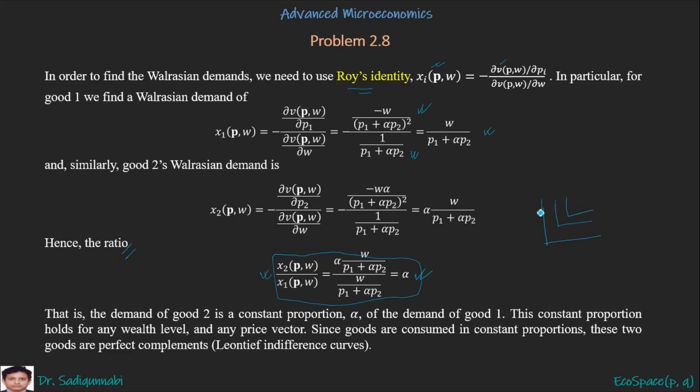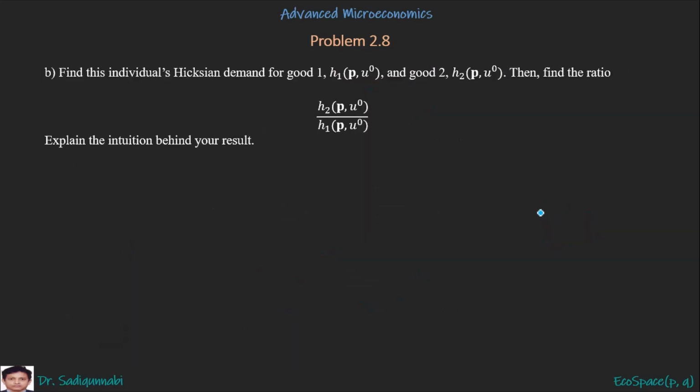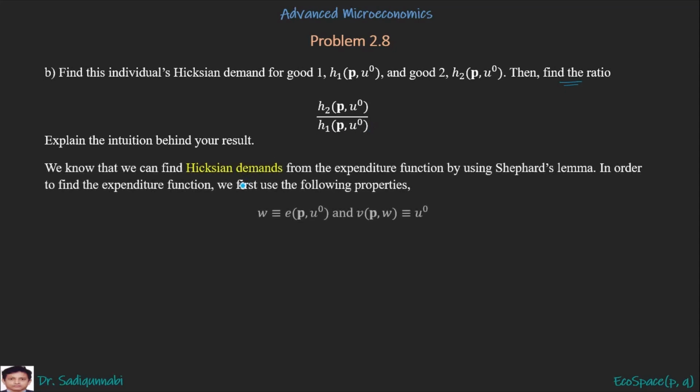Now question B, 2.8b, says a similar thing to question A, which is finding Hicksian demand and the ratio between the two goods. So for Hicksian demand, we need to use Shephard's lemma, and in order to find the expenditure function, we first use the following properties.